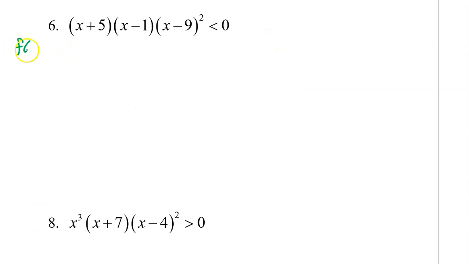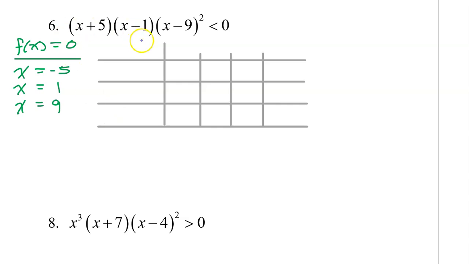Number 6, let us list off our zeros. Where does f of x equal 0? That's going to be at x equals negative 5, at x equals 1, and x equals 9. Time for the sign chart. Let's call it f of x. We have a row for the x plus 5, a row for the x minus 1, and a row for the x minus 9 squared. And then the zeros, in order from least to greatest, are negative 5 and 1 and 9.